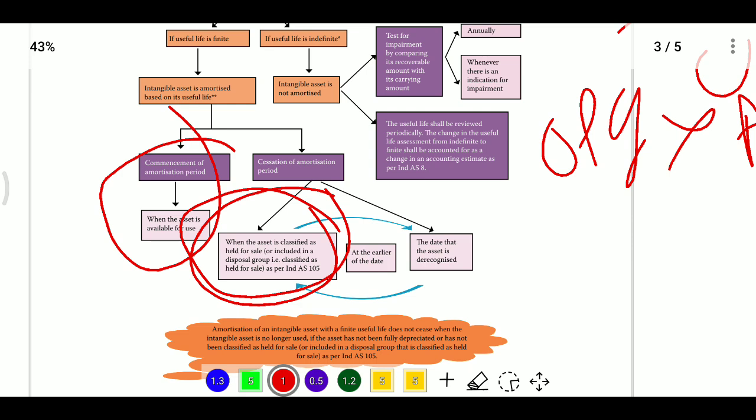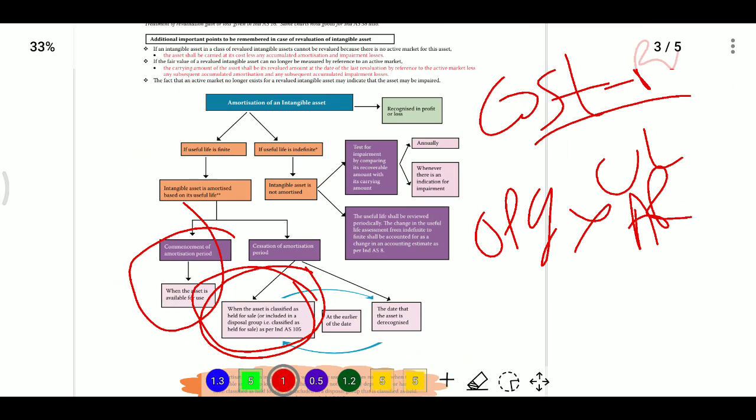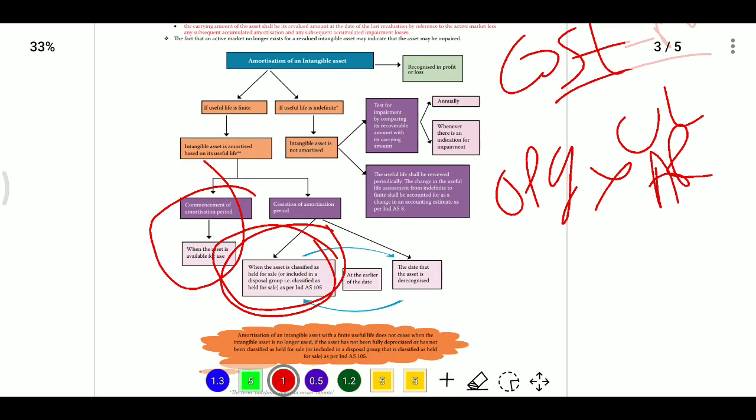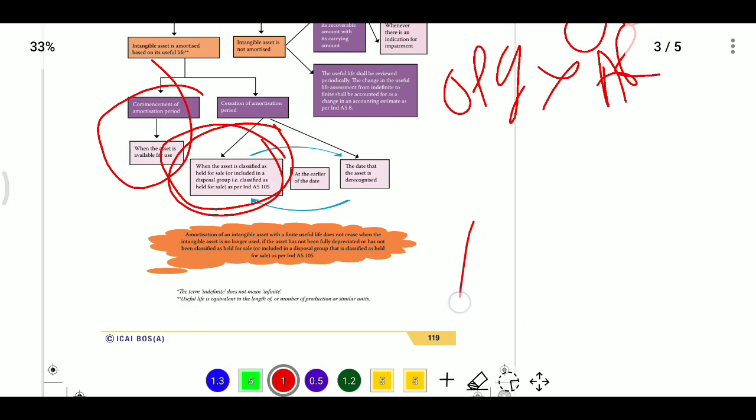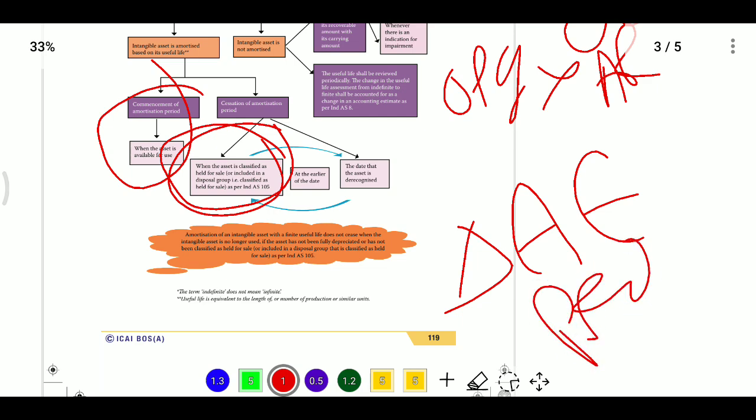Or if there is any change in amortization method, useful life or residual value, it will be treated as a change in accounting estimate, and the effect will be prospective, provided for the remaining future period.